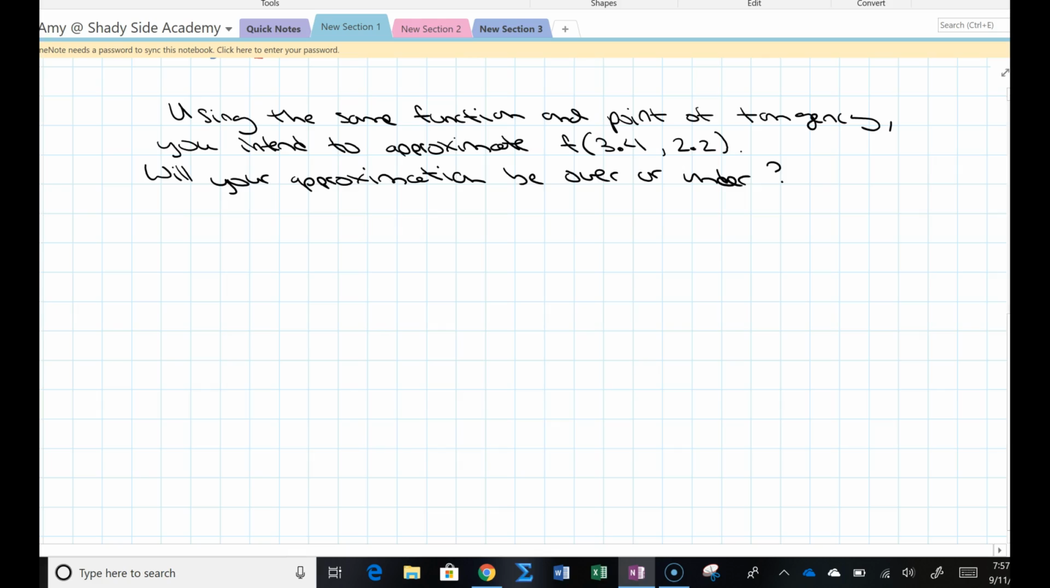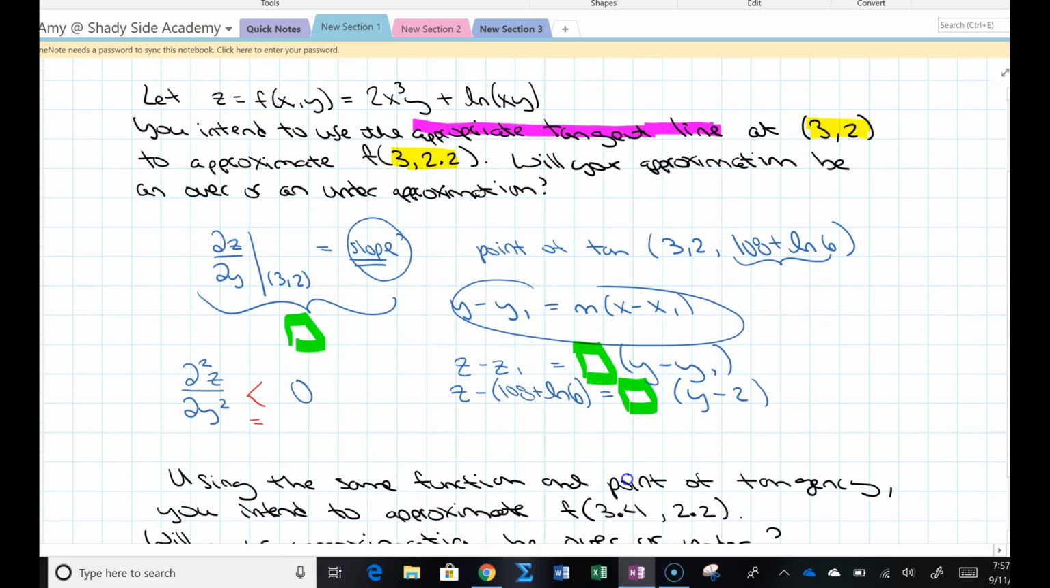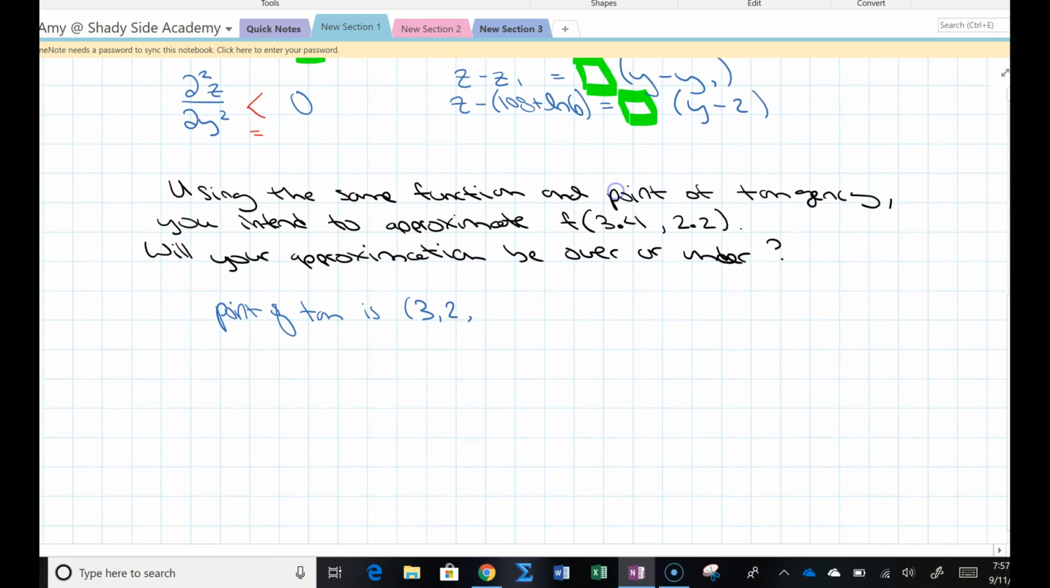Okay, here's the hint. So interestingly, we're going from the point 3, 2, because the point of tangency is 3, 2, comma, and what was the z? I can't find the z. 108 plus ln 6. Okay, that's still my point of tangency. And now we notice that I want to approximate the surface if I travel right 4 and up 2.